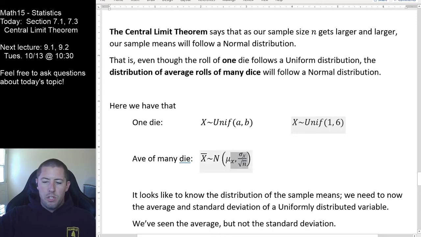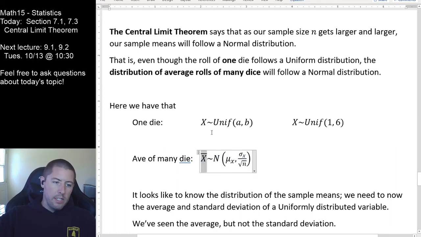And the normal distribution will have a standard deviation that gets smaller and smaller as our sample size gets larger and larger. So one die is distributed uniformly with a lower bound of A and an upper bound of B. But the average roll across many dice is not uniformly distributed. If you roll even just 2 dice right away, it's not equally likely that you roll a 5 or a 6, right? We've immediately lost our uniformity as soon as we go to even 2 dice. And this will give us a very good approximation of how we should expect our average roll.